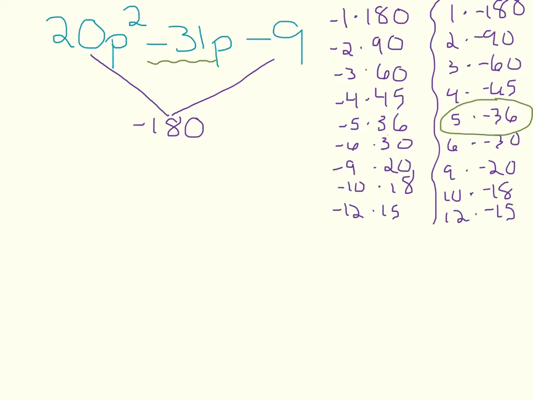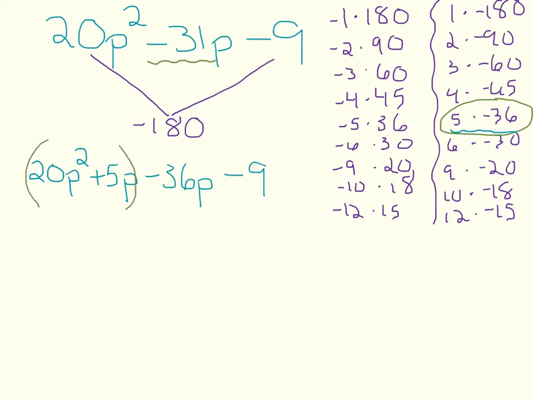So I'm going to rewrite this top trinomial, but with my factors, I need to substitute those in for the middle term. 20p squared, and now substitute plus 5p, and then minus 36p minus 9. Alright, so now I need to group it. Group the first two terms and the second two terms together. So now I need to factor by GCF, each binomial.